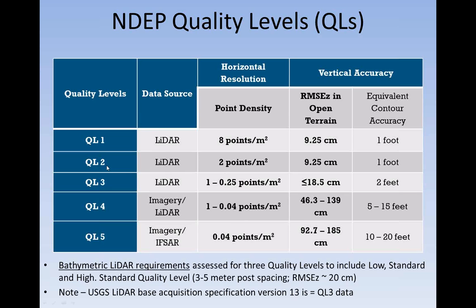And moving forward, incidentally, the QL3 is also equivalent to the USGS LiDAR base specification that was used prior to these quality levels being homogenized and adopted by the National Digital Elevation Program. But moving forward, all the data is going to be acquired at quality level 2, and who knows, possibly even quality level 1 in the future if the price comes down or the need is great.